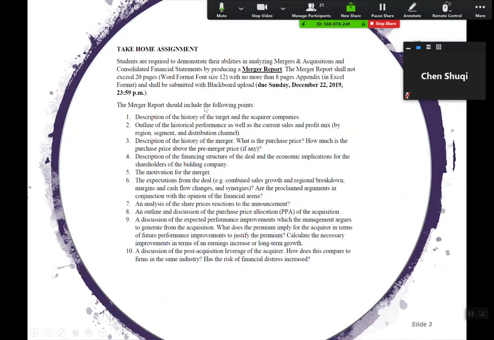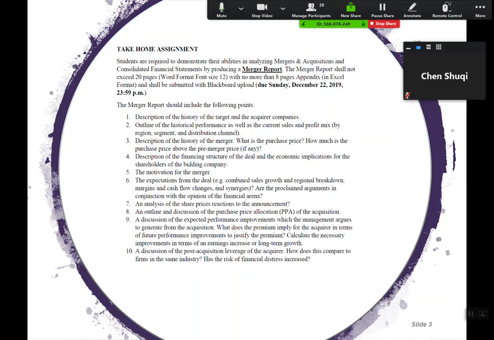So this is how the take-home assignment looks like. What you should create as the take-home assignment is a so-called merger report. The merger report should not exceed 20 pages, with a font size of 12 according to Word. Of course, you can create a PDF and then upload it if it's better. And the report should not have more than 8 pages of an appendix, where the appendix could include some of your calculations, some extra information you find important. And as I said, the due date will be December 22nd.